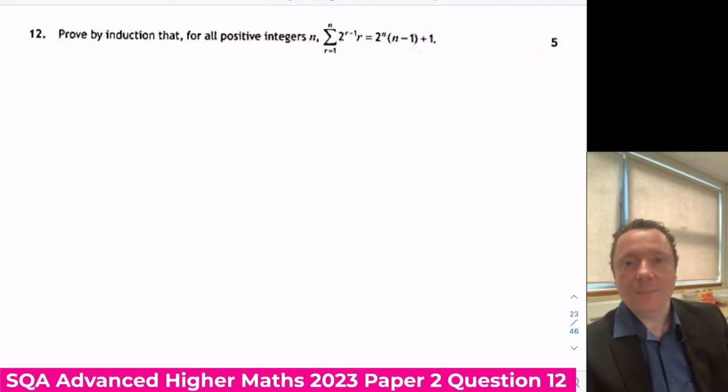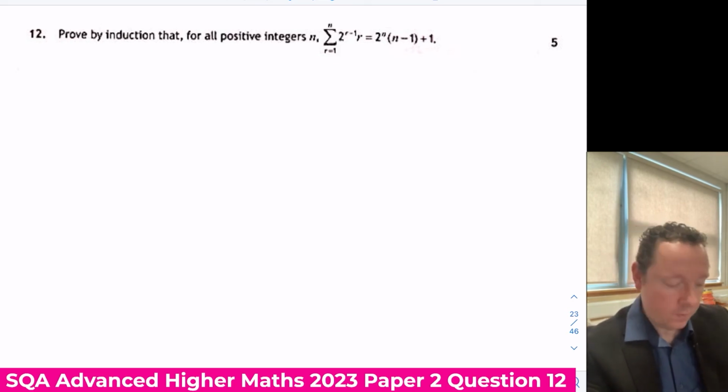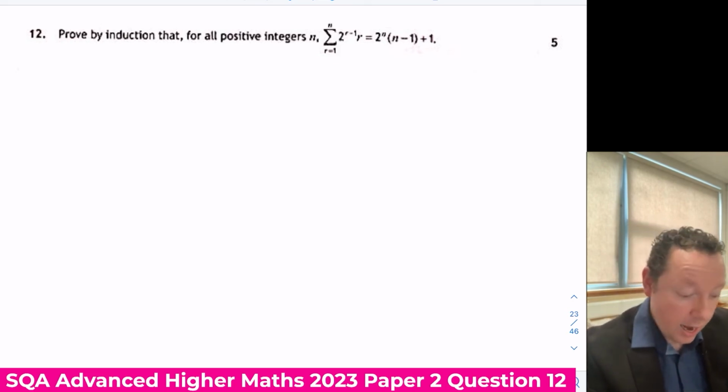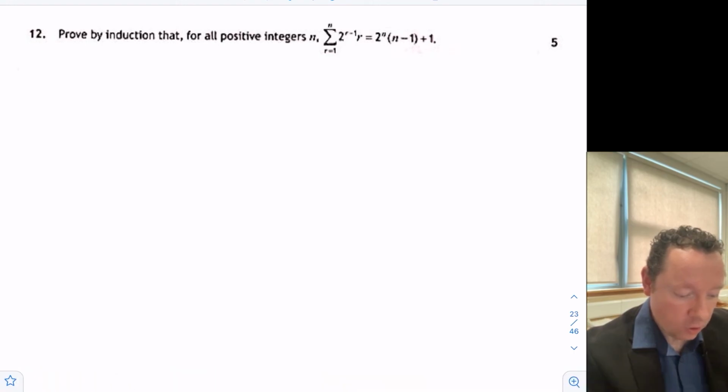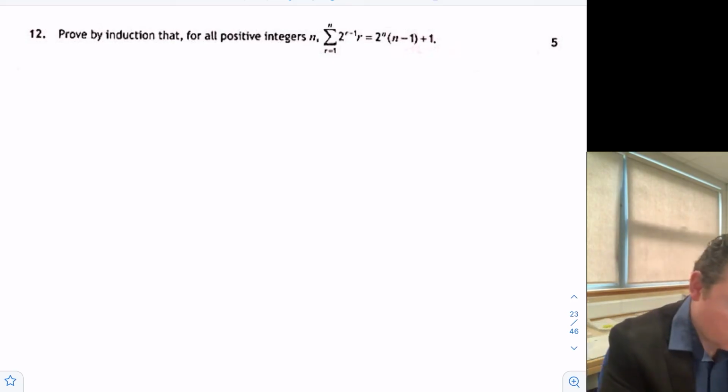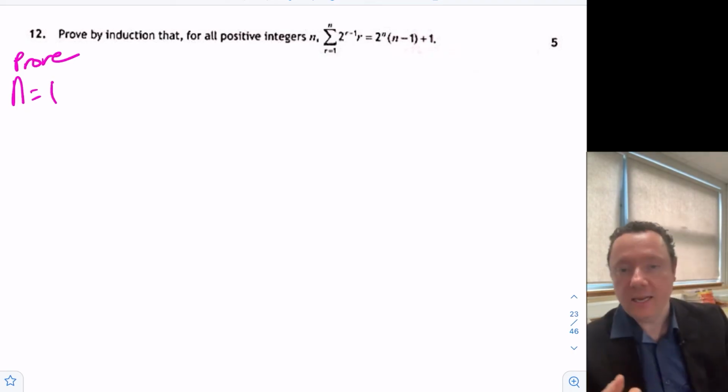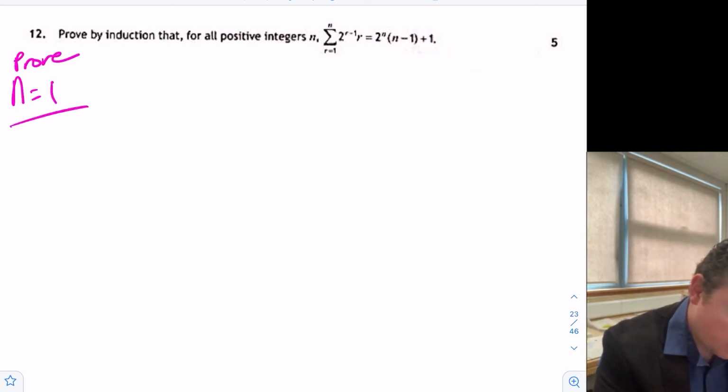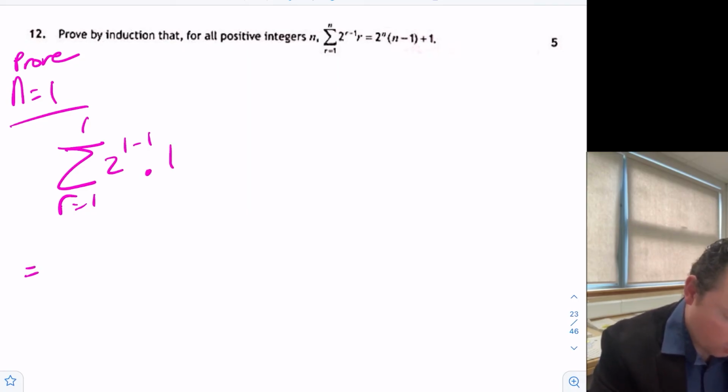Done. SQL Advanced Maths 2023, Paper 2, Question 12. Prove by induction that for all positive integers n, the sum of r equals 1 to n of 2 to the r minus 1 times r is 2 to the n minus 1 plus 1. So let's prove it for n equal to 1. Then we'll do it for k, and then k plus 1 should follow. For the left-hand side, we get the sum of r equals 1 to 1 of 2 to the r minus 1 times r. Now that gives us 2 to the 1 minus 1, 2 to the 0 times 1, which is just 1.